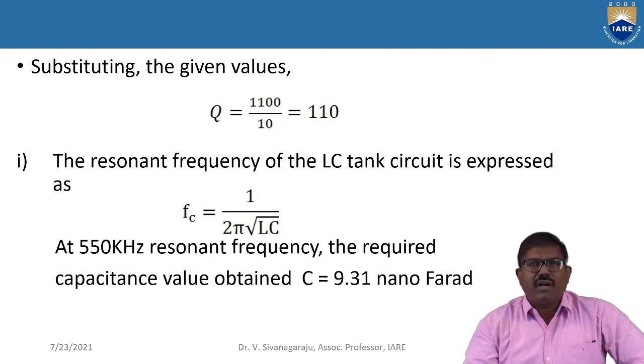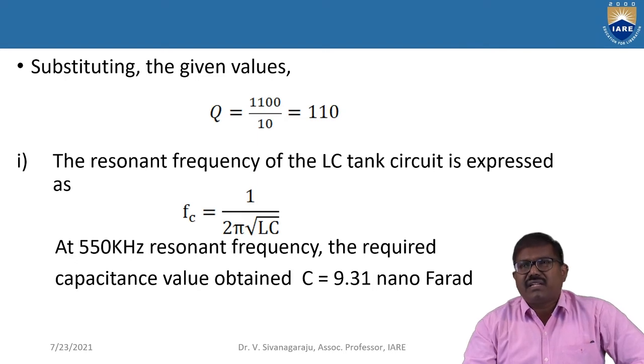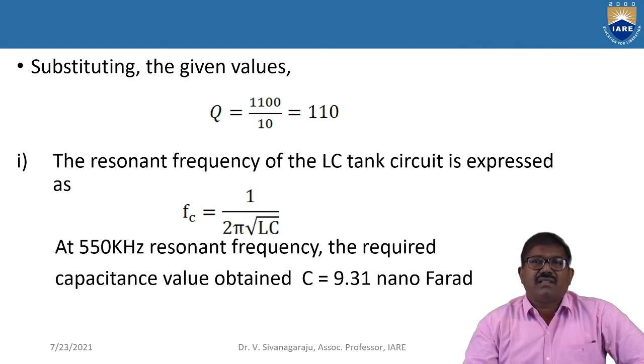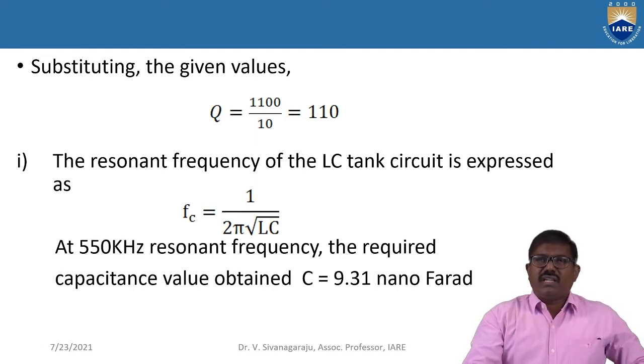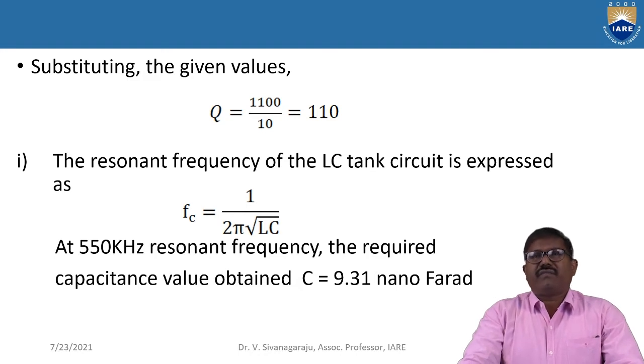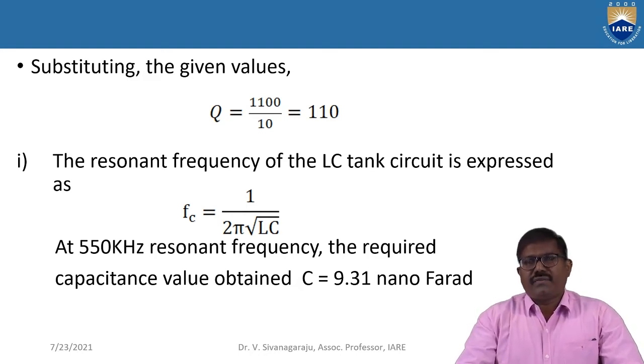Q value is 110. And now the resonant frequency of the LC tank circuit is expressed as FC, which is equal to 1 by 2 pi square root of LC. So there is a formula for the resonant frequency. Some people use FR in place of FC, whatever notation you can use.